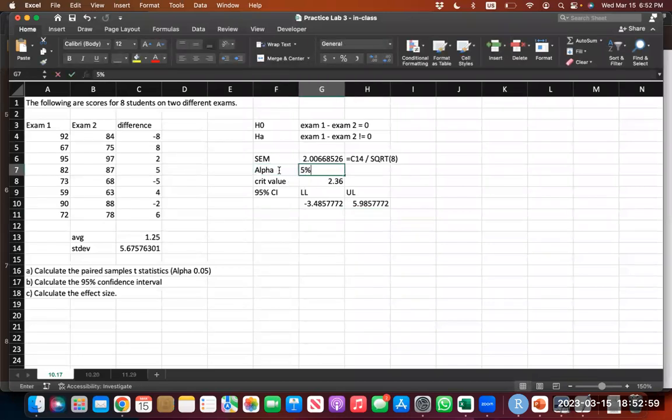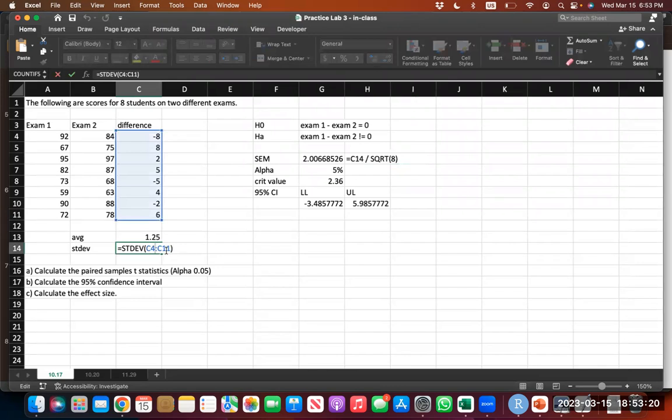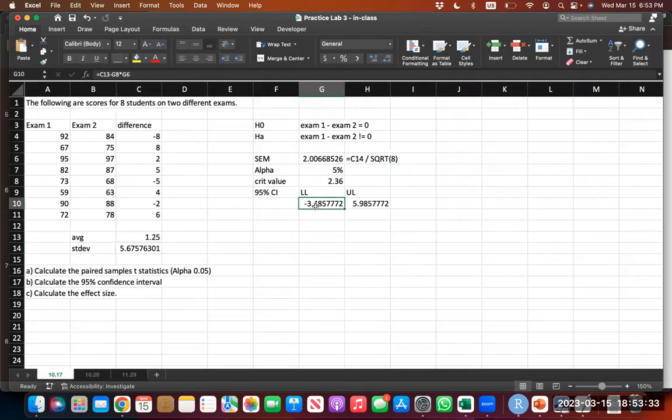How did you get the 2.00 on Excel? With this formula. That's standard deviation divided by square root of the sample size, which is 8. So C14, if you have the same cell as I have, that's this one, standard deviation C4 to C11. That gives you the standard deviation divided by the square root of the sample size, gives you the standard error of the mean. You're welcome. Good.